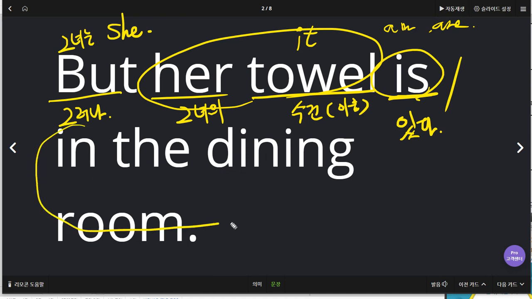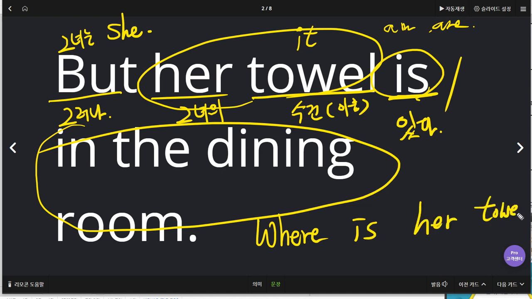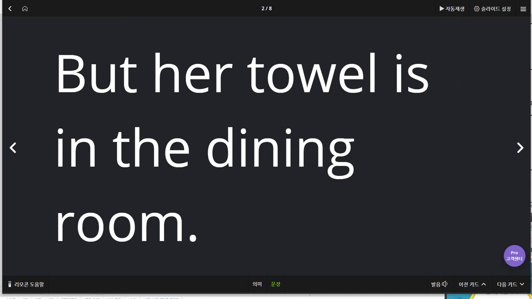오케이. 그럼 in the dining room이란 대답 듣고 싶으면 뭐라고 물으면 되죠? Where is her towel? 이렇게 물으면 되죠. 그녀의 수건은 어디 있나요? 그랬더니 it is in the dining room. But her towel is in the dining room.